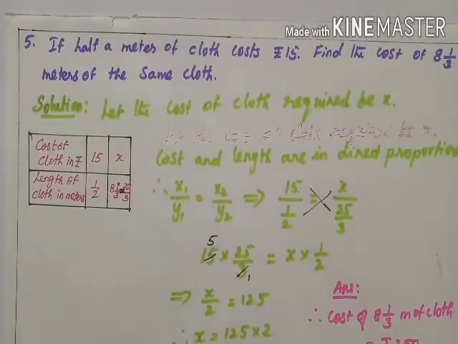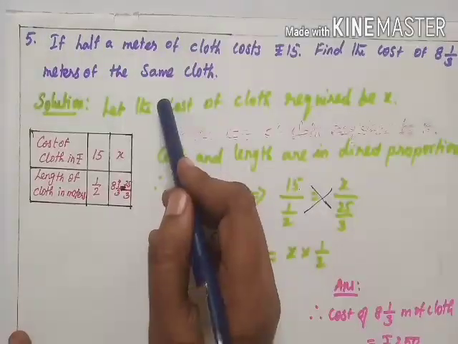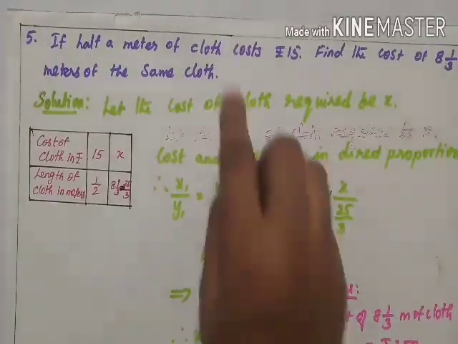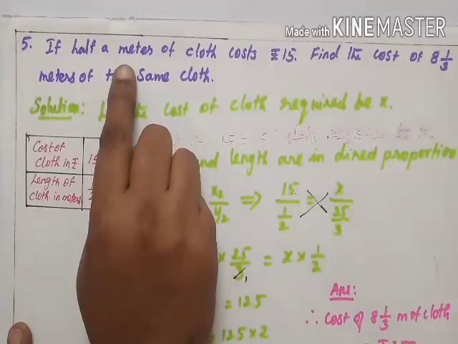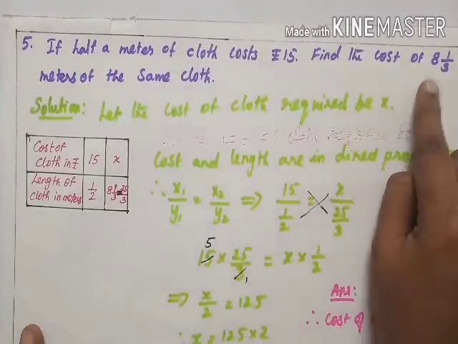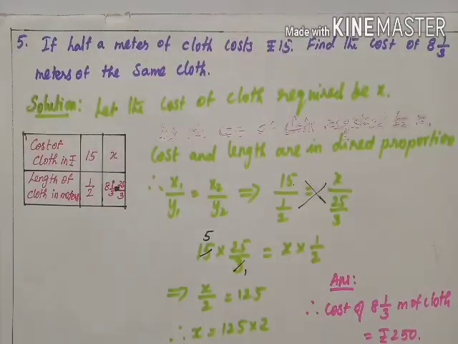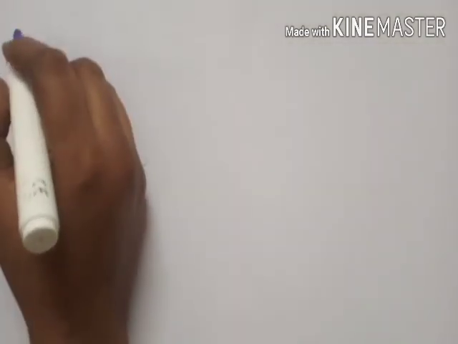If half a meter of cloth costs rupees 15, find the cost of 8 1 by 3 meter of the same cloth. So the cost of half a meter of cloth is rupees 15. We have to find out the cost of 8 1 by 3 meter of the same cloth. Right? So let the cost of cloth required be x.